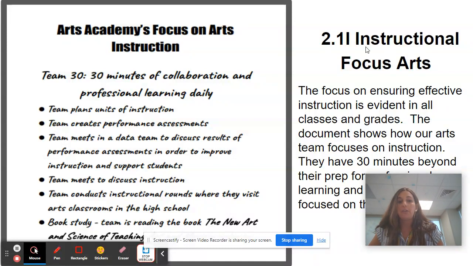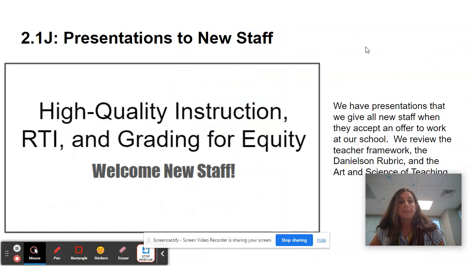This is 30 minutes of collaboration professional time that's happening daily. This gives the arts team time not only to look at their units of instruction, but for them to create performance assessments, for them to meet in data teams to discuss the results of their performance assessments, for them to talk about instruction, to conduct instructional rounds, and ultimately to do a book study, again, with the new art and science of teaching in order to help better their practices.